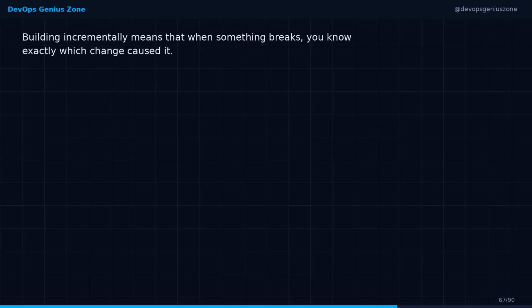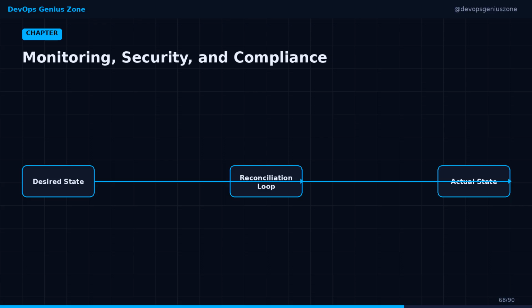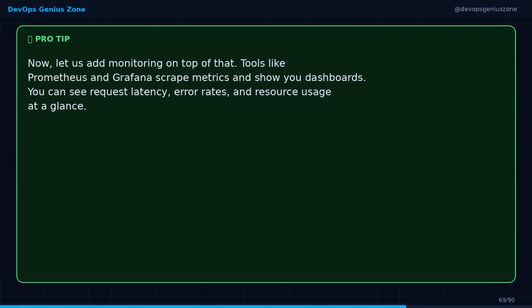Now, let us add monitoring on top of that. Tools like Prometheus and Grafana scrape metrics and show you dashboards. You can see request latency, error rates, and resource usage at a glance. Set alerts so you know immediately when something goes wrong, and with a well-implemented Kubernetes cost optimization setup, the system often heals itself before you even wake up.